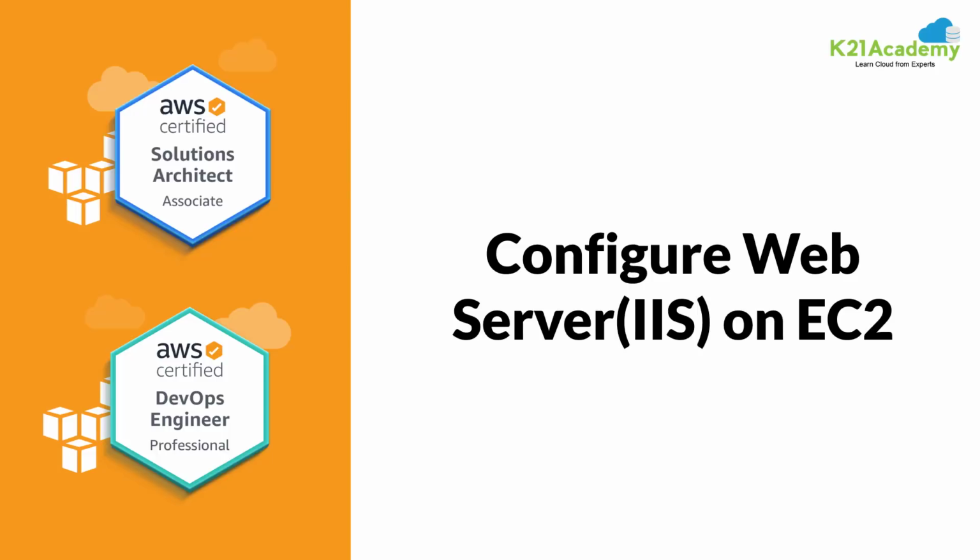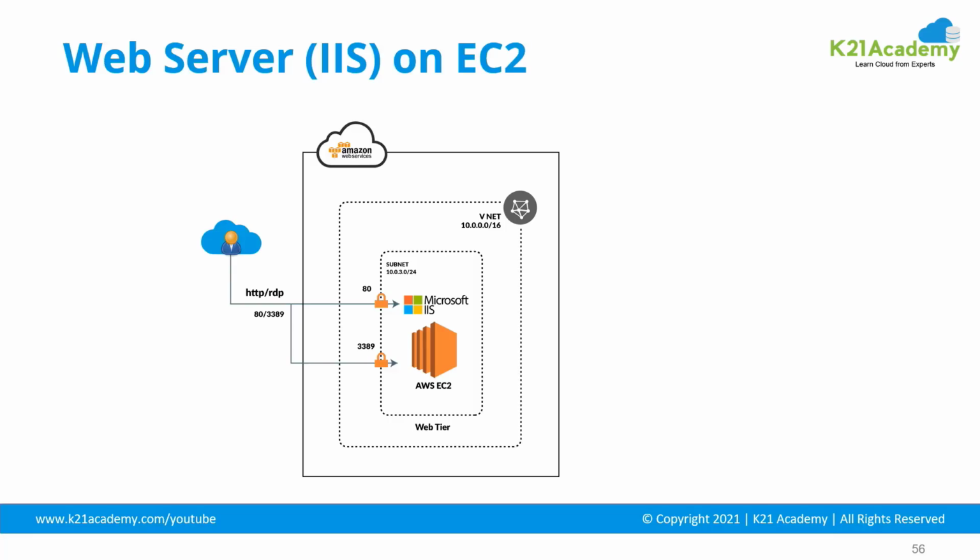We are going to look at how to install a web server of type IIS, which is a Microsoft Internet Information Server web server, on an EC2, which is Elastic Compute Cloud, which is nothing but a virtual machine on AWS Cloud, and then access this web server that we have installed on top of that.